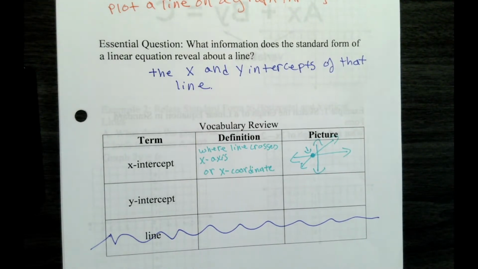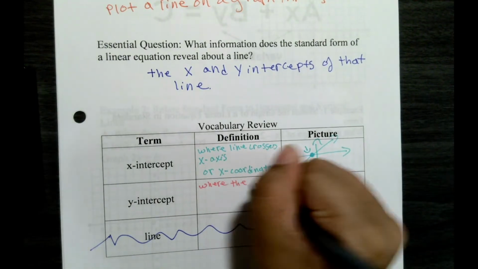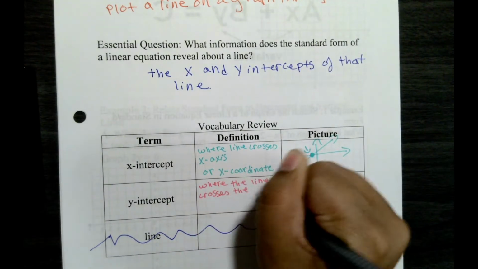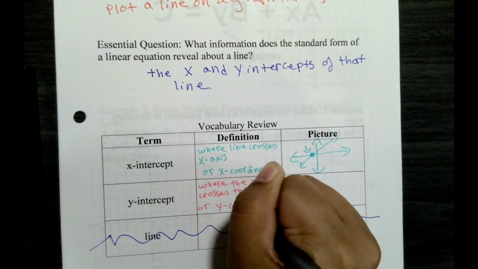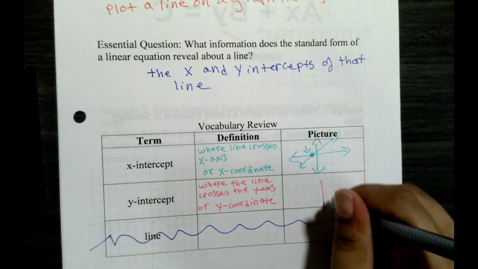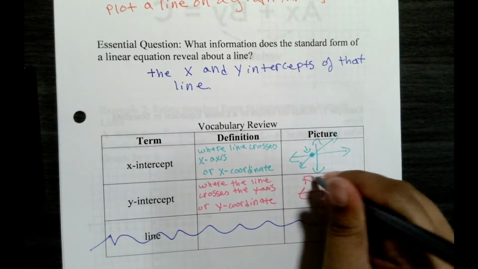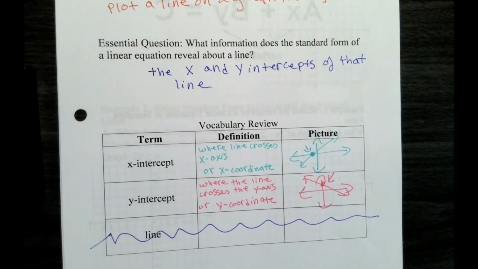Okay. So now let's talk about the y-coordinate. This is where the line crosses the y-axis. Or the y-coordinate. So if we have us a y-axis and an x-axis, and we draw us a line, this point right here is going to be our y-intercept, because it's where it touches the y-axis, or the y-coordinate is our big deal there.